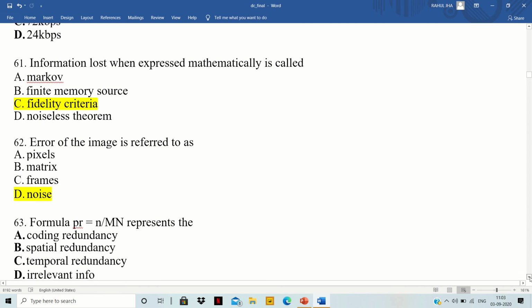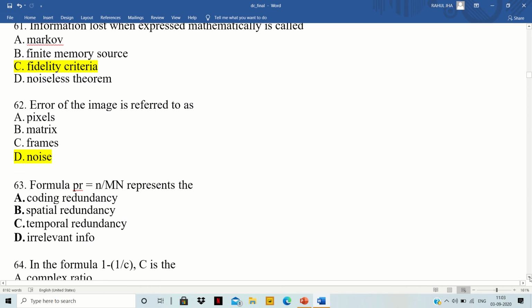Next question. Formula PR equal to n divided by mn represents the. So there are different types of redundancy, and for these there are some specific formulas. In the case of spatial redundancy and temporal redundancy, what we basically do is replicate the pixels. But in the case of coding redundancy, we use the specific formula PR equal to n divided by mn. So the right answer will be coding redundancy.